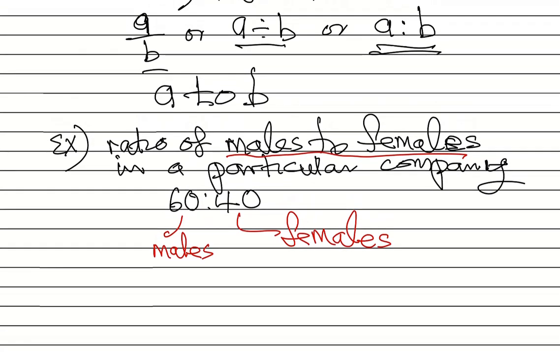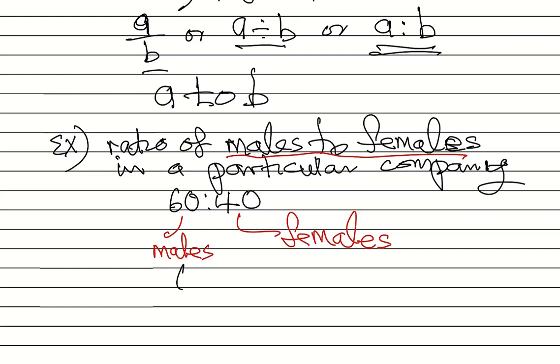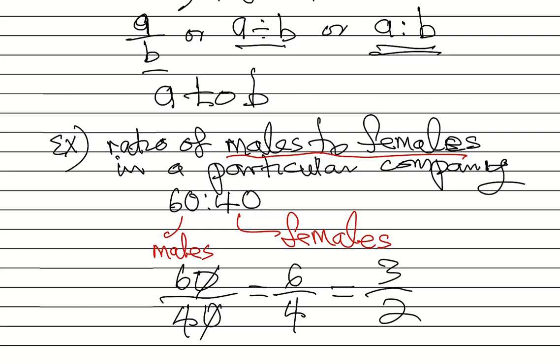Another way to write that, you can say 60 over 40, right? You can reduce that. It becomes 6 over 4. You reduce it further, it becomes 3 over 2. So that means the male to female ratio is 3 to 2. That's what that means. So in that company, it would be 3 males to 2 females. That's all. It's important to understand what the numbers stand for. If you mix it up, then you get the wrong result, right?